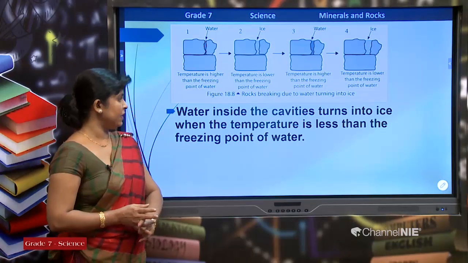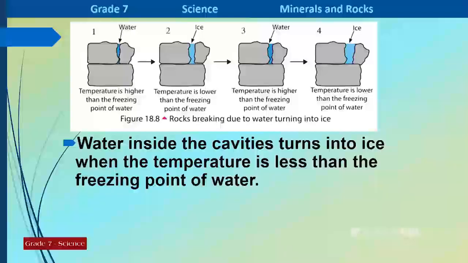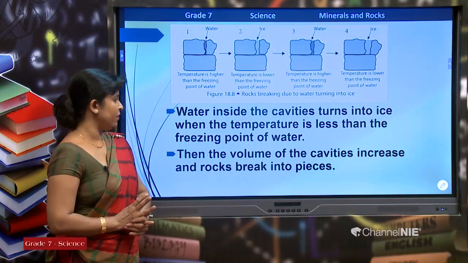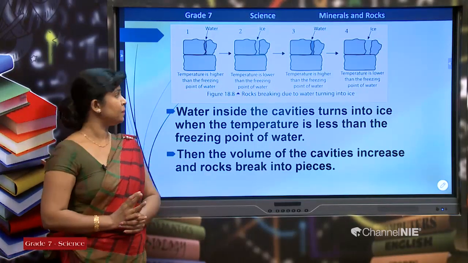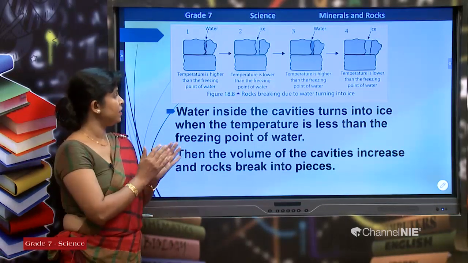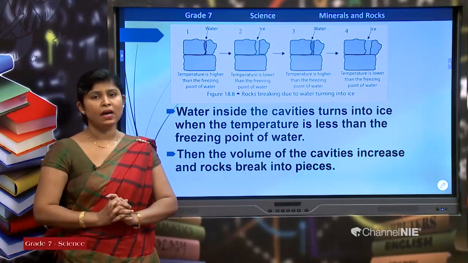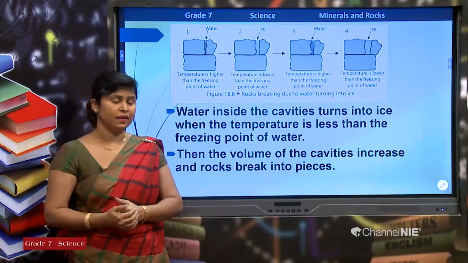Water inside the cavities turns into ice when the temperature is less than the freezing point of water. When the temperature is less than 0 degrees Celsius, the water becomes ice, right. Then the volume of the cavities increases and rocks break into pieces, right. Now I have explained how the breaking of rocks takes place due to water turning into ice. If you want, you can have a look at your textbook and get the idea.